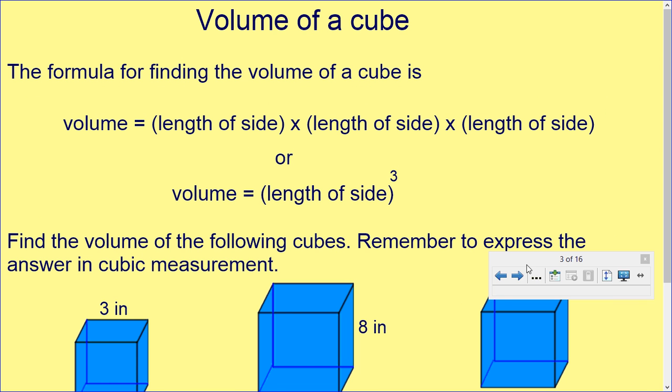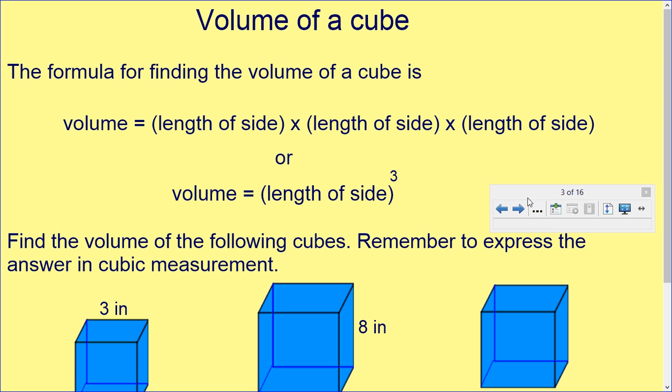First thing we have is the formula for finding the volume of a cube. The formula for volume is the length of a side times the length of a side times the length of a side, or just the length of the side cubed, to the third power, some say. So let's do an example.